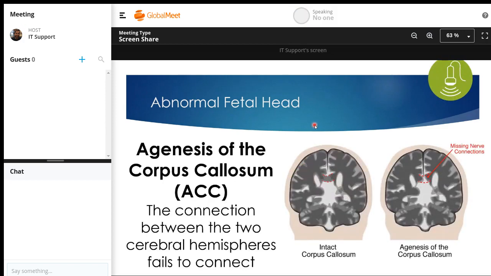So we'll talk about agenesis of the corpus callosum. The corpus callosum is the connection between the two cerebral hemispheres. If it's not there, or if it fails to connect, then the two sides of the brain can't talk to each other. It can be partially there or it can be completely gone. This is something that's highly associated with other conditions. 80% of cases are associated with other anomalies. Just for example, trisomies 18 and 13, hydrocephalus, Dandy-Walker malformation, Arnold-Chiari malformation, and holoprosencephaly.